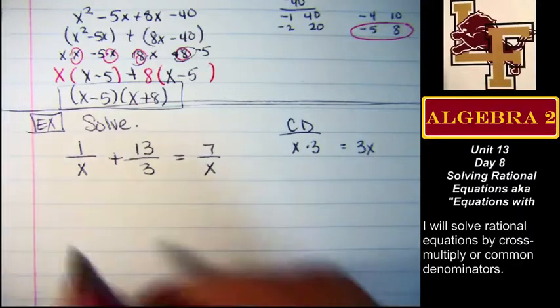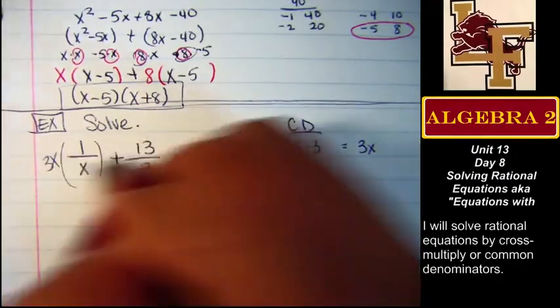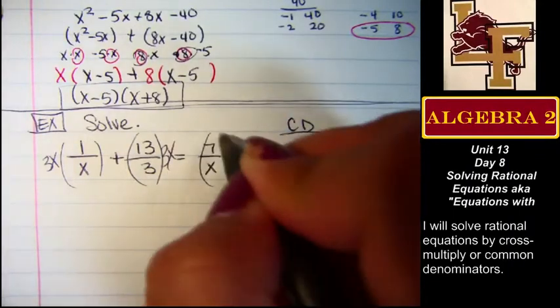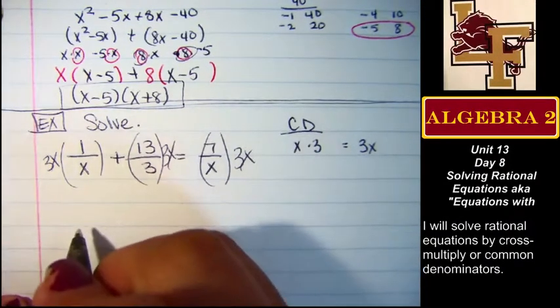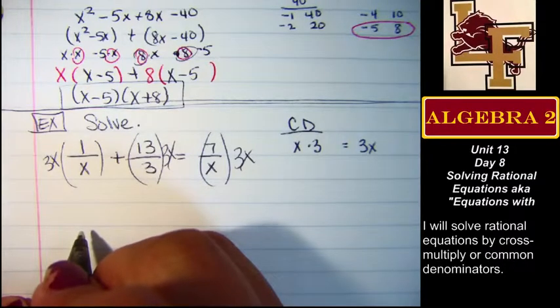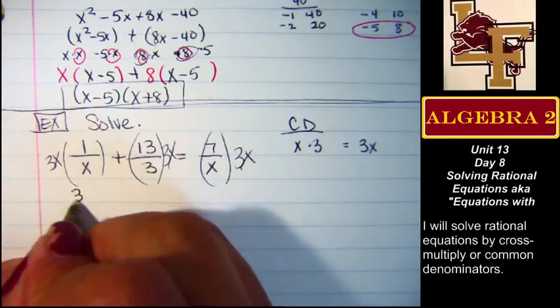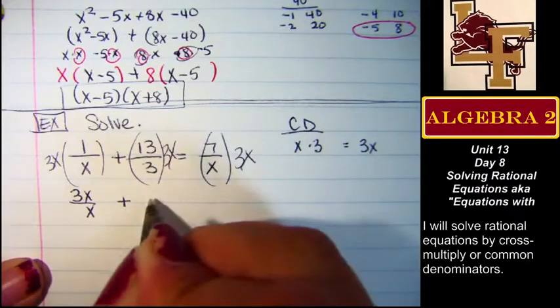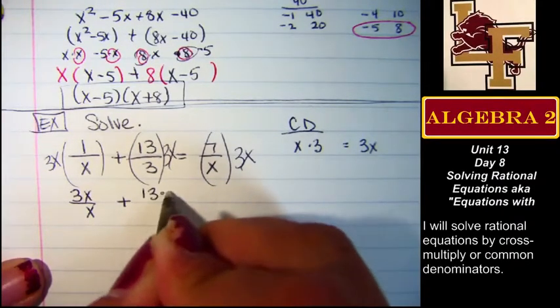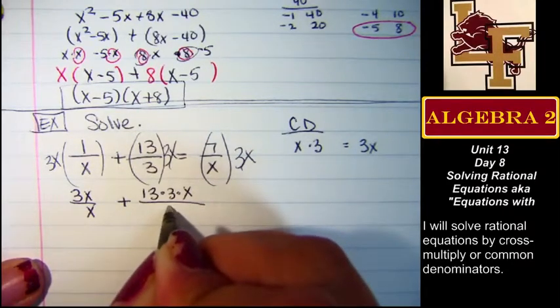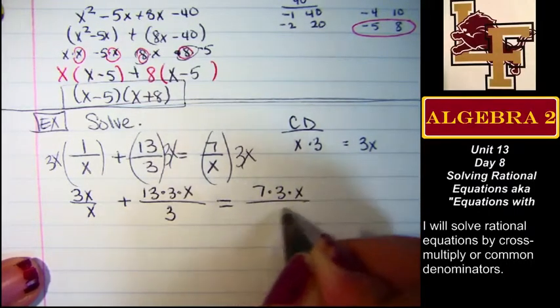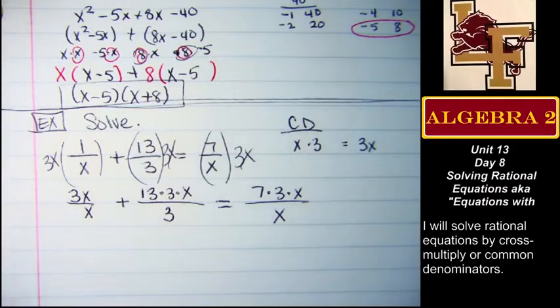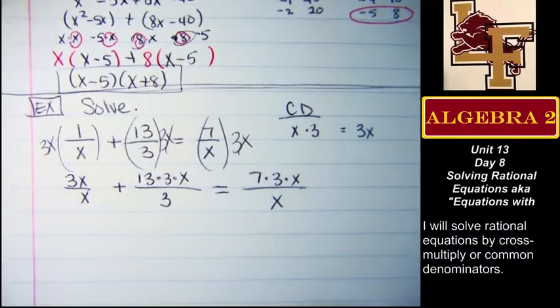Thank you very much. So I'm going to multiply this by 3x, and this by 3x, and this by 3x, everything in the equation by my common denominator. So then this fraction becomes 3x over x. This one becomes, okay, I'm going to write 13 times 3 times x. I know it looks really stupid right now, but bear with me. You'll see why I'm writing out everything and not actually figuring out the numbers, okay?